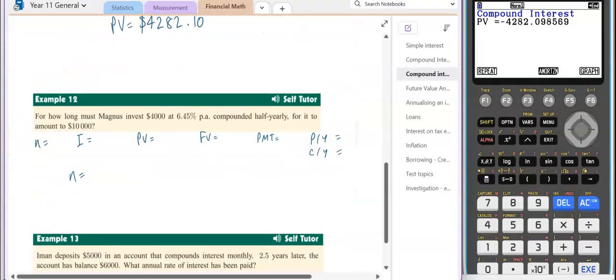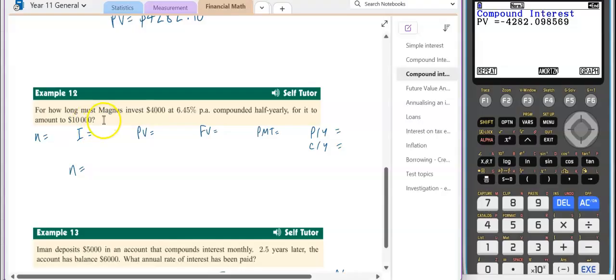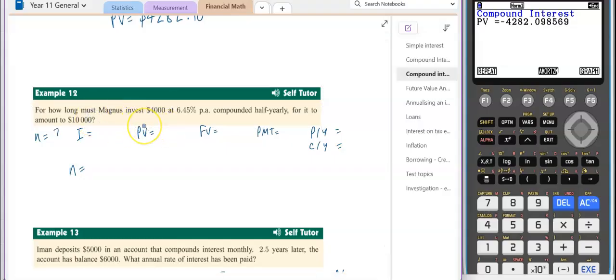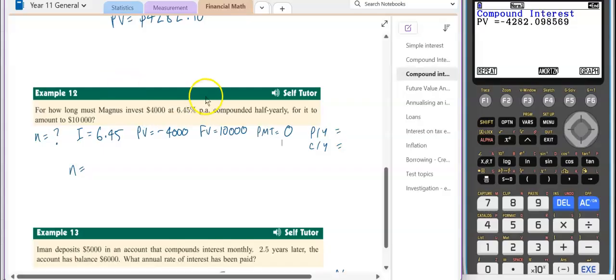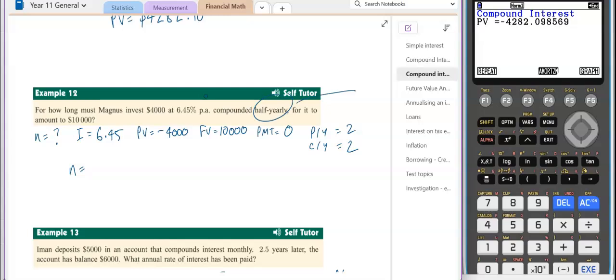All right, next example. It has here, for how long must Magnus invest $4,000 at 6.45%, compounded half yearly, so twice per year, for it to amount to $10,000. So that's a good growth. Let's have a look. So N is what we're trying to solve for here. Interest rate is 6.45%. PV is 4,000, but again, we'll set that as a negative value for investing. Future value is going to grow to 10,000. That's a positive value. PMT, again, let's just assume that's 0. Now, P/Y and C/Y, because it's half yearly, we're going to set those values to 2.